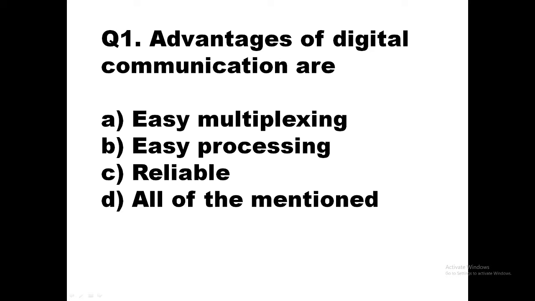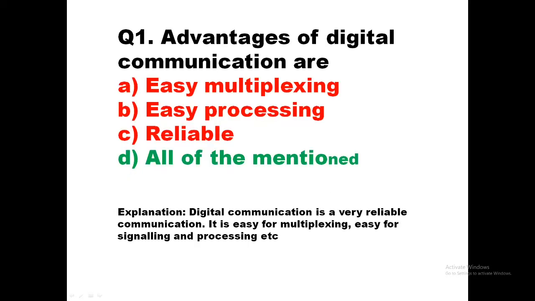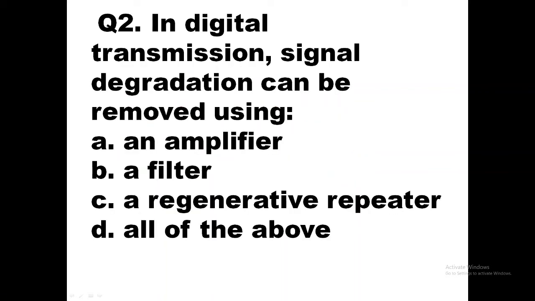Then you can process it very easily because it is ones and zeros going in the form of electrical voltage, and also it is very reliable as compared to analog. That means the first 3, easy multiplexing, easy processing and reliable, all are advantages of digital communication. So here the answer will be option D, all the above. Okay, that is easy multiplexing, easy processing and reliable, all are advantages of digital communication. Okay, then we'll go to the next question, question number 2.